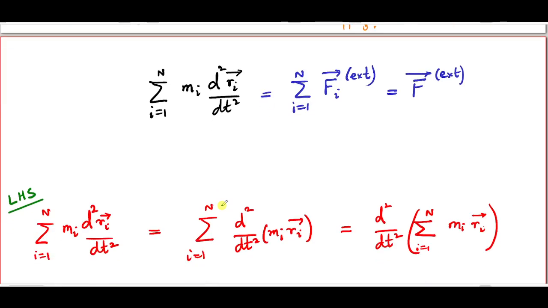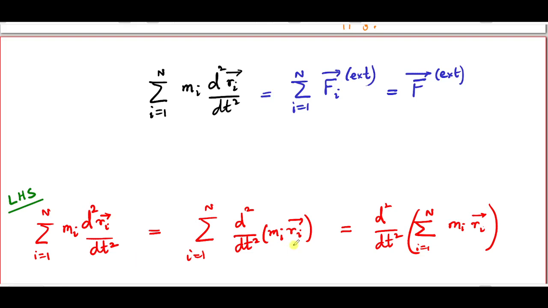Now this rewriting involves very simple properties of differentiation. In this product here, m_i, the mass of the ith particle, is of course the same at all times. So it's a constant as far as the time derivative is concerned, which means I can pull this inside the time derivative. I can form m_i r_i vector first and then differentiate that twice with respect to time and then add up over all possible values of i. And of course this will be exactly the same as what we started out with.